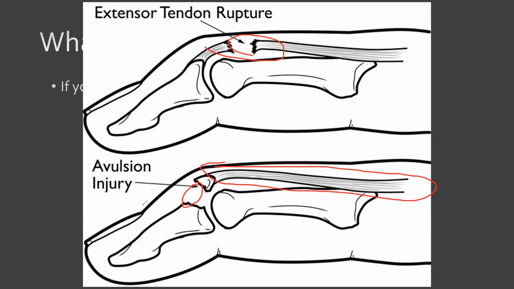You usually don't see these happen at the origin points because your origin tends to be much more stable. You're going to see it much more on the insertion points. These are almost exclusive to your ankle, foot, wrist, and hand. It's very hard to have an avulsion injury with the bigger bones because they are a lot stronger.